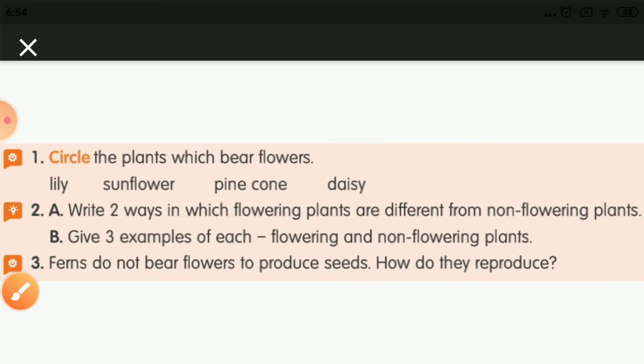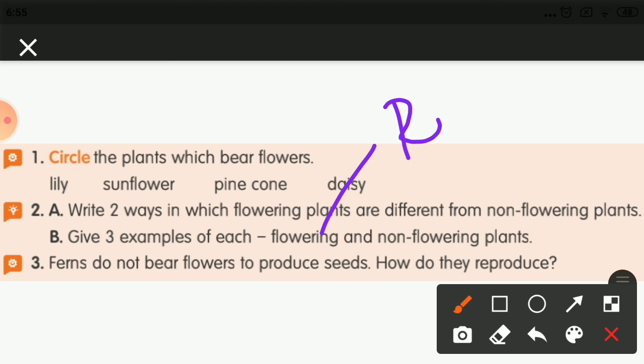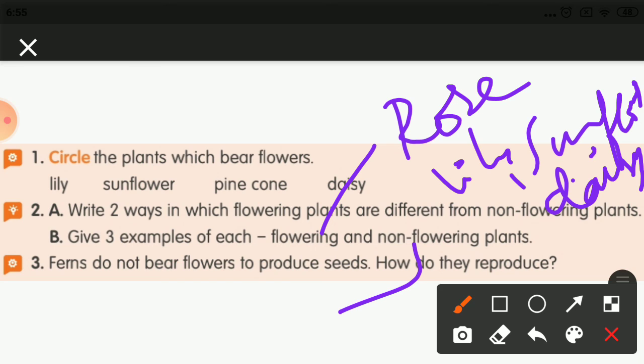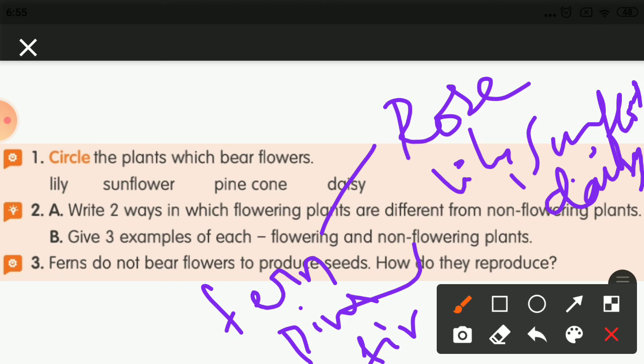Now the second part, B: give three examples each of flowering and non-flowering plants. For flowering plants, you can write rose, lily, sunflower, daisy. You can write any three examples for flowering plants. Whereas for non-flowering plants, fern, pine and fir are some of the non-flowering plants that we know.